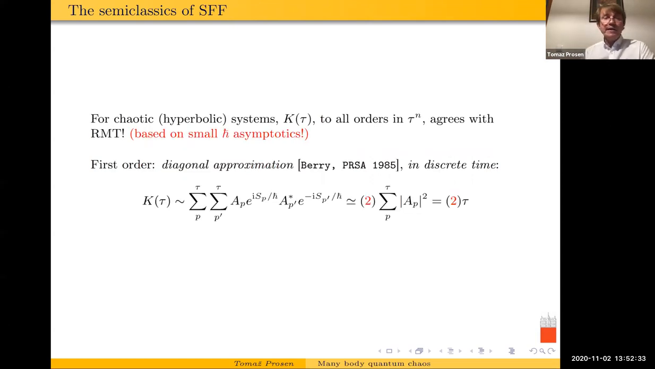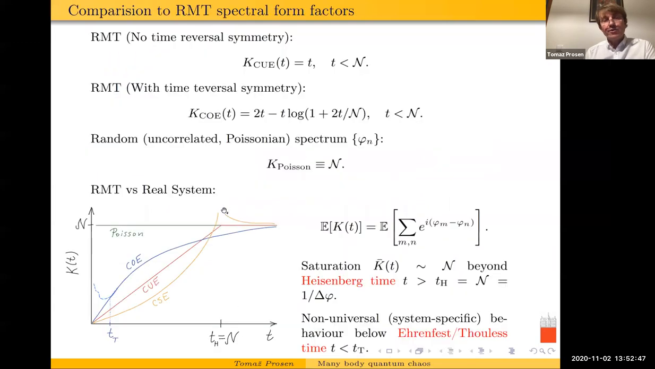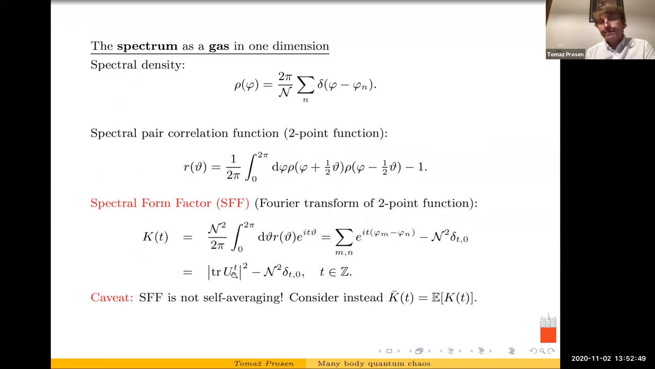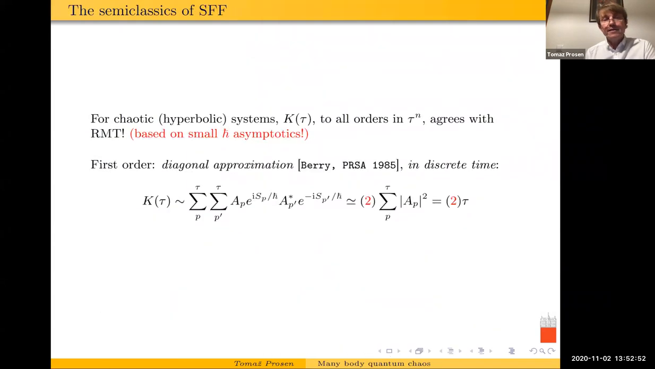So the leading order in h bar and leading order in tau is the so-called diagonal approximation of Berry, which is an old result from 1985 that basically posed the problem. If you may remember, the spectral form factor was defined essentially as the trace of U to the t, squared. So now you can think of expanding this in terms of the Feynman path integral and using methods of stationary phase. The trace of U to the t can then be written as a sum over stationary points. Stationary points are actually periodic orbits, because it's a trace. So it's a periodic orbit in phase space. Periodic orbits have actions S_p and amplitudes A_p.